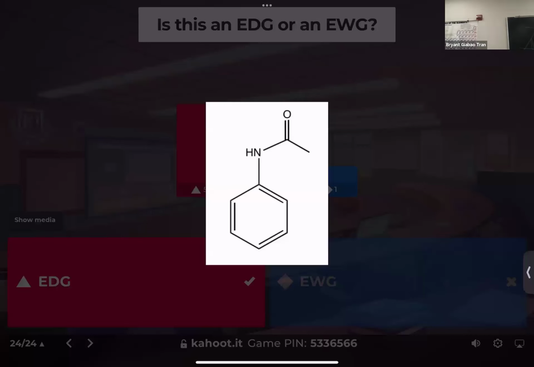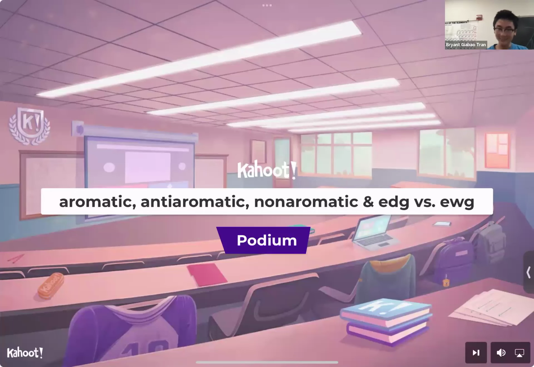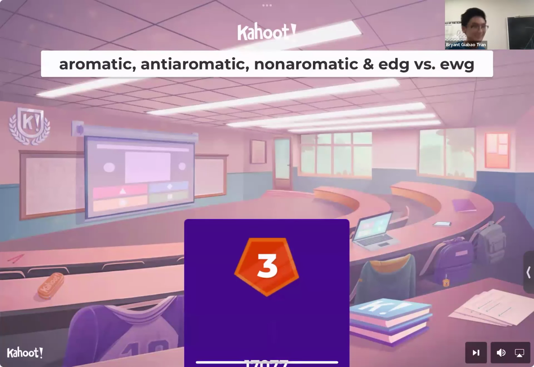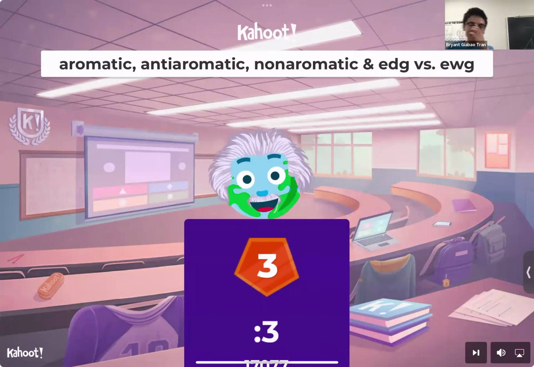So this atom here directly attached to the ring is this nitrogen, which is partially negative because it's attached to the carbon, and the nitrogen is more electronegative than the carbon. Nice. And that was it.